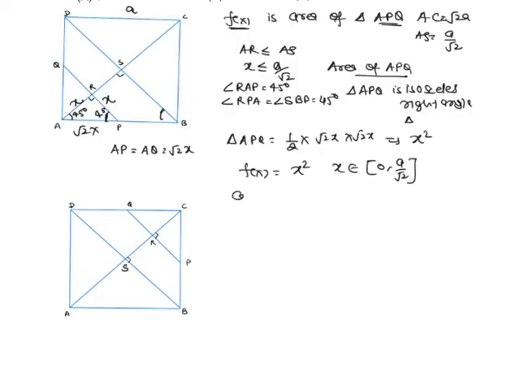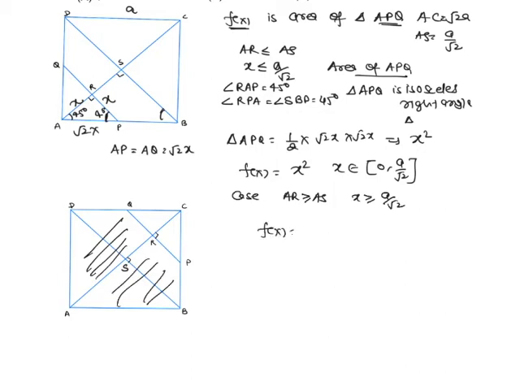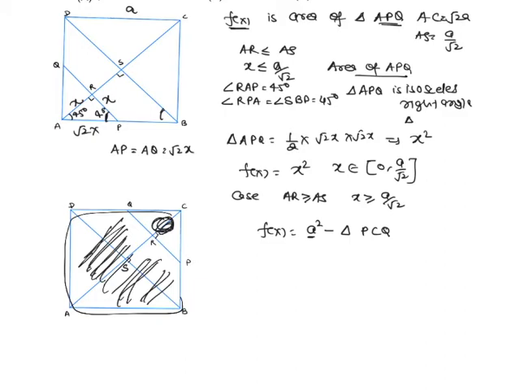Next case: when AR is greater than or equal to AS, that means x is greater than or equal to a by root 2. And f(x) is the area of this section. So how to find f(x)? We can say it is the area of the square, that is a square, minus the area of triangle PCQ. So this will be the square area minus this area, the remaining area, that is f(x). So f(x) equals a square minus the area of triangle PCQ.